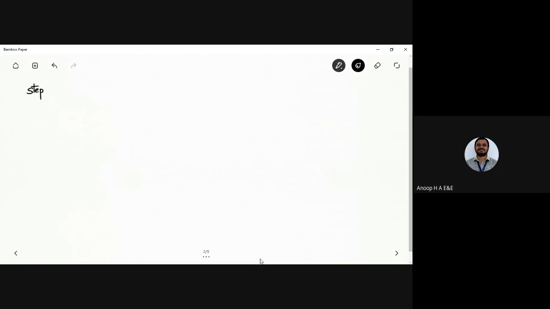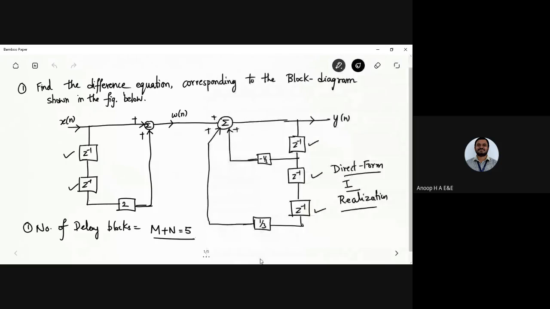Step one, I am going to find w of n. This is w of n. In order to find that, you have the summation of two inputs. If you clearly observe here, x of n is one of the inputs. So x of n comes here, plus x of n minus 1 here, and x of n minus 2 here, plus x of n minus 2 is there.